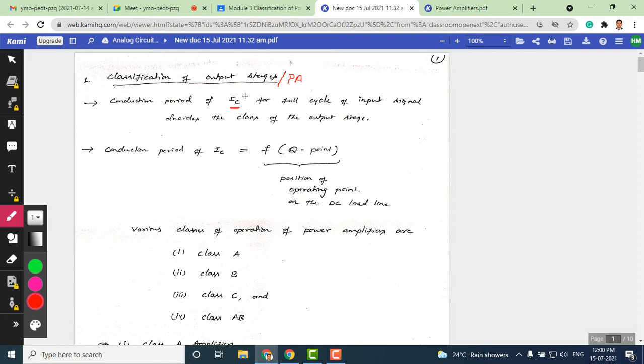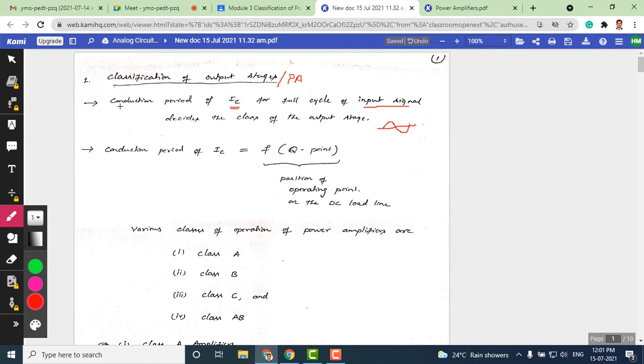Classification of power amplifiers is done based on the conduction period of the collector current for the full cycle of the input signal. The input signal is usually a sinusoidal wave which we are applying here. We see at the output whether the collector current flows for the entire duration of the input AC signal, or only for half of the input cycle. Based on that, we can decide the different types of power amplifier. So this is the basis for classification of power amplifiers.